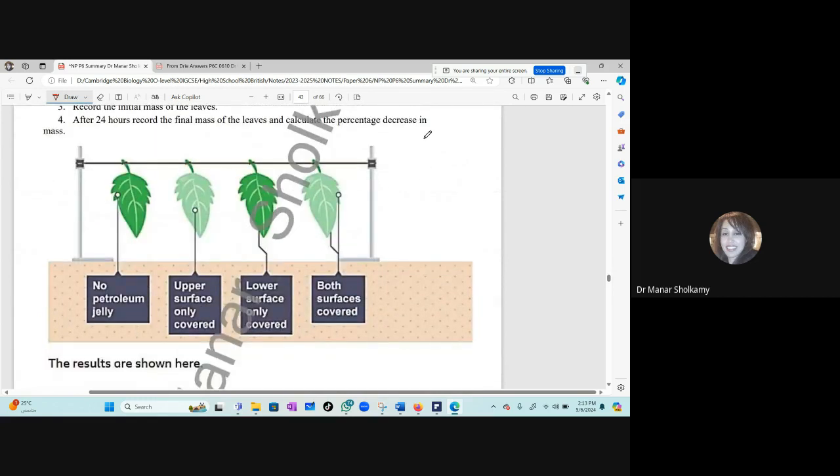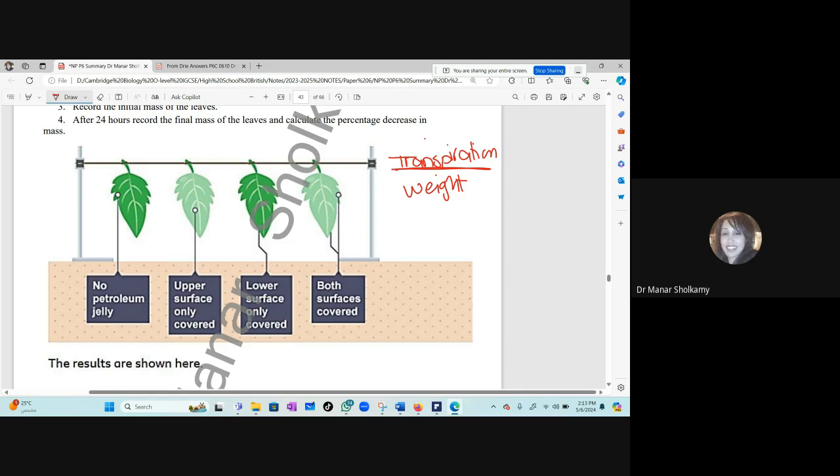Now, this is a common one. How do you investigate the effect of stomata on transpiration? Now, transpiration is a different story. Transpiration is the loss of water vapor from plants. How do we investigate transpiration? It's always by the weight or the mass of the plant. I will measure the plant before and I will measure the plant after. And the more the weight drops, the more the water loss. I hope I'm clear. So I'm going to investigate here the distribution of stomata.